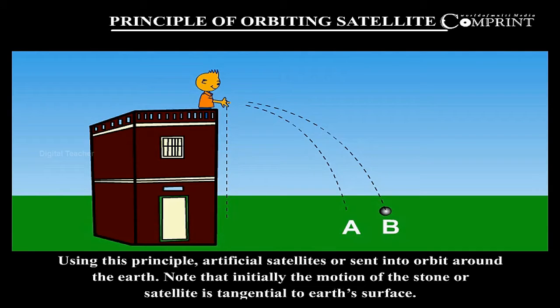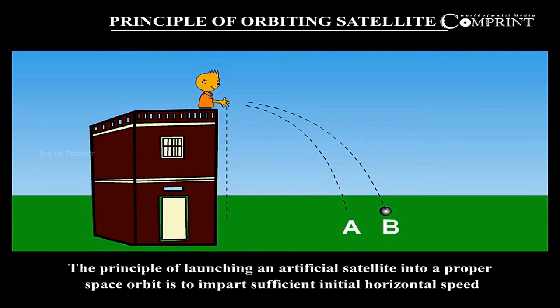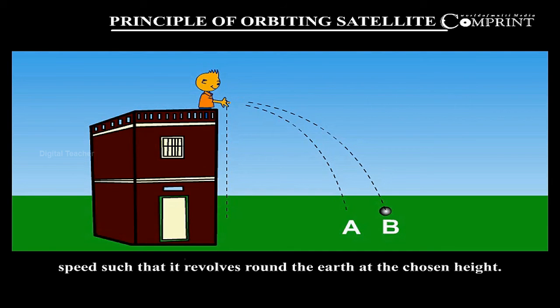Using this principle, artificial satellites are sent into the orbit around the earth. Note that initially the motion of the stone or satellite is tangential to the earth's surface. It revolves around the earth because of centripetal force provided by the earth's gravitational pull. The principle of launching an artificial satellite into a proper space orbit is to impart sufficient initial horizontal speed such that it revolves around the earth at the chosen height.